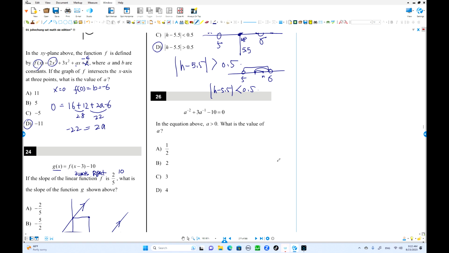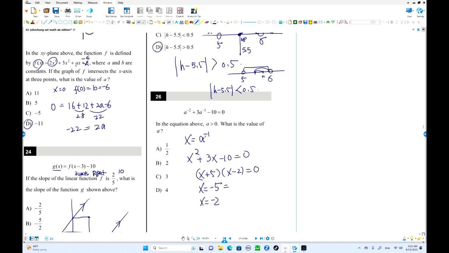Number 26, we have a quadratic, okay? Maybe you can let x equal a to the negative 1. So a to the negative 2 is x squared. Then x squared plus 3x minus 10 equals 0. You can factor this: x plus 5, x minus 2, equals 0. So x equals negative 5, x equals 2.